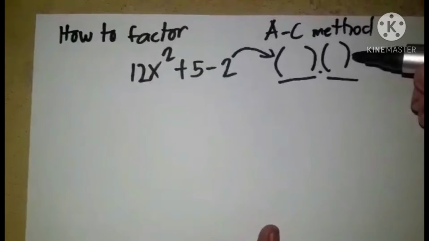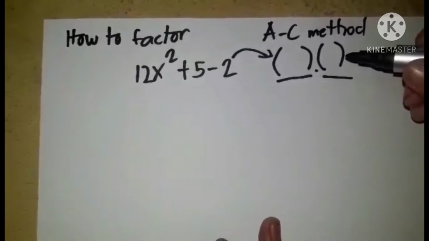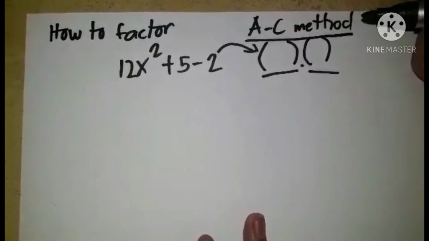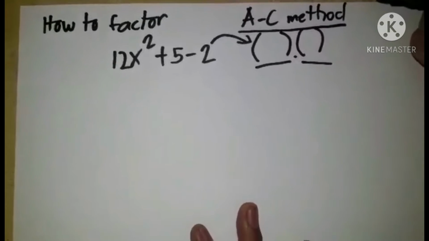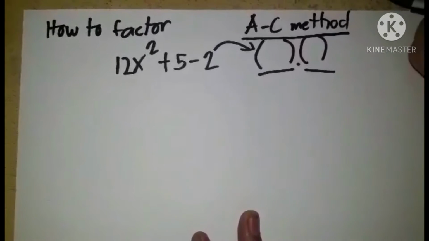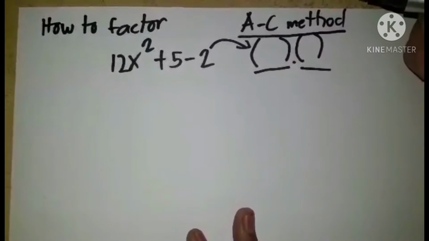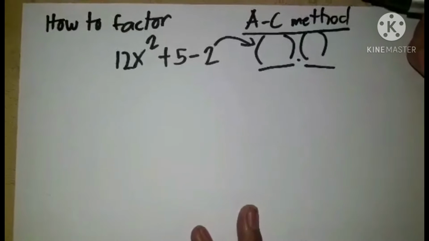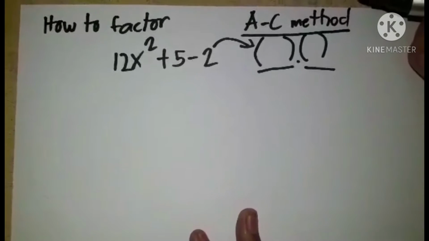I use something called the AC method. This works like a charm on every kind of polynomial you want to factor. And if this way doesn't work out, that pretty much means it's prime. Okay, so let's get started.